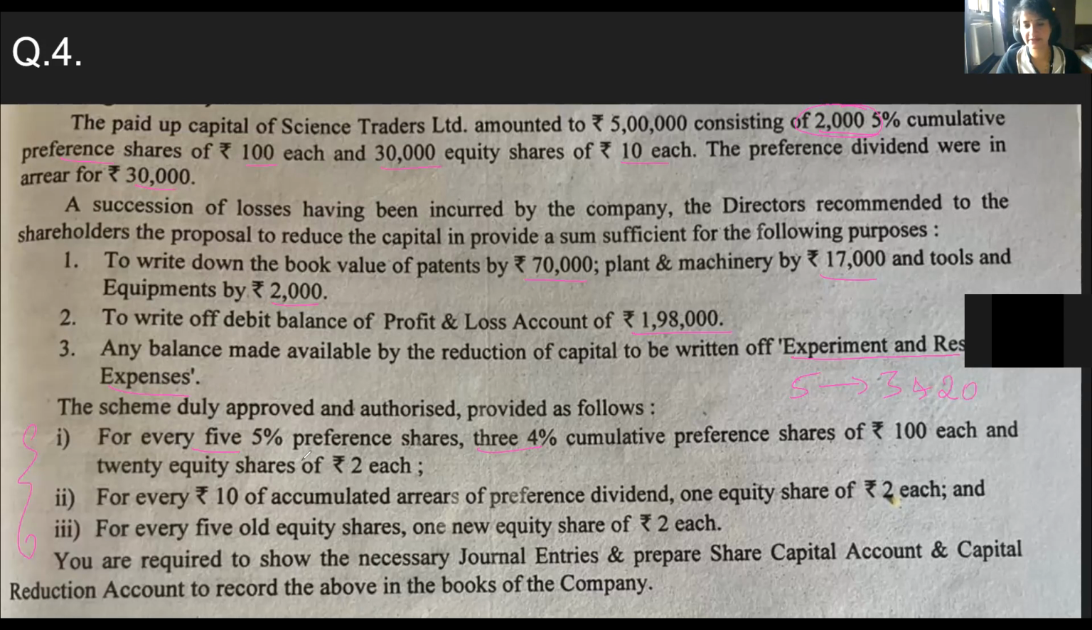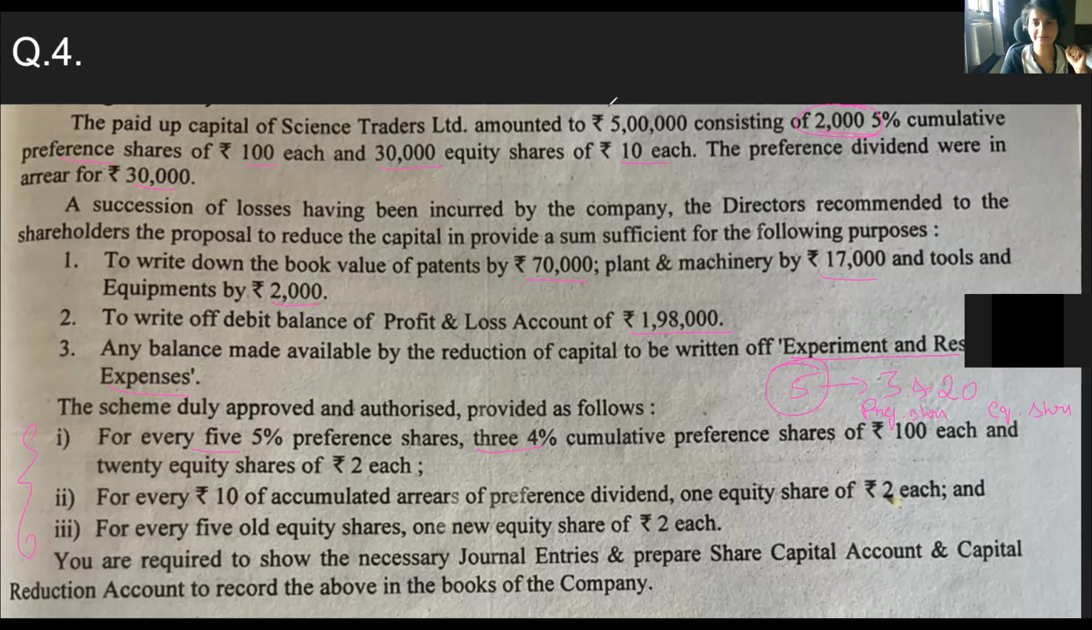Okay, 20 equity shares for the rest. For every 5 preference shares, 3 4% cumulative preference shares of rupees 100 each were issued and 20 equity shares of rupees 2 each were also issued. So 3 preference shares and 20 equity shares were issued for every 5 preference shares. If you have 5 shares, what do you get in exchange? You get 3 new preference shares and 20 new equity shares for every 5. Okay, so this is how the situation is. Next we will go for the entries later. First we will understand the question, okay.